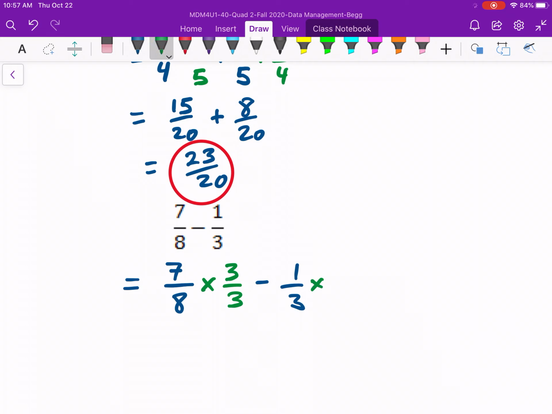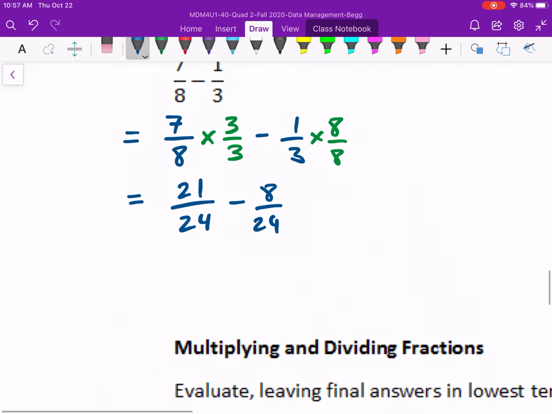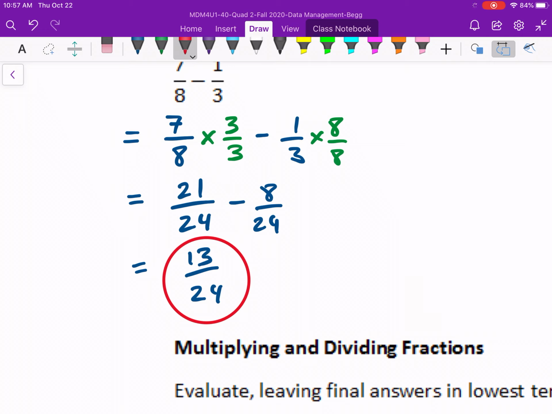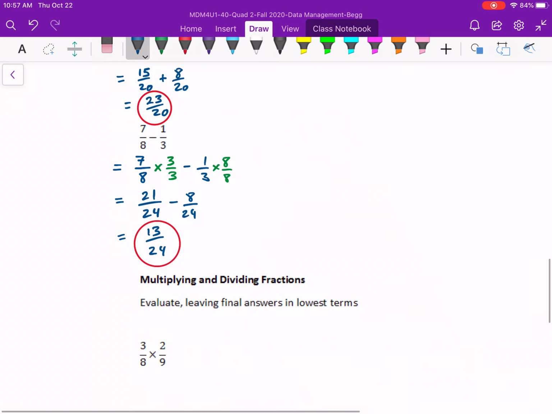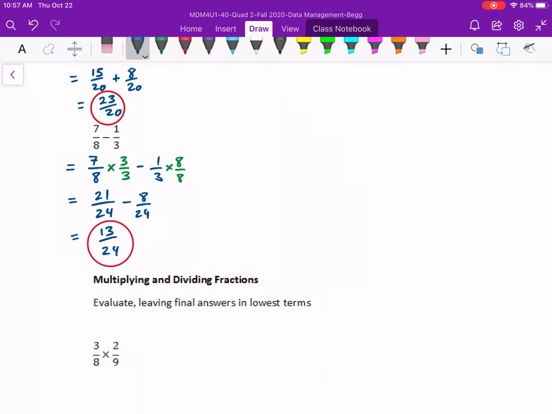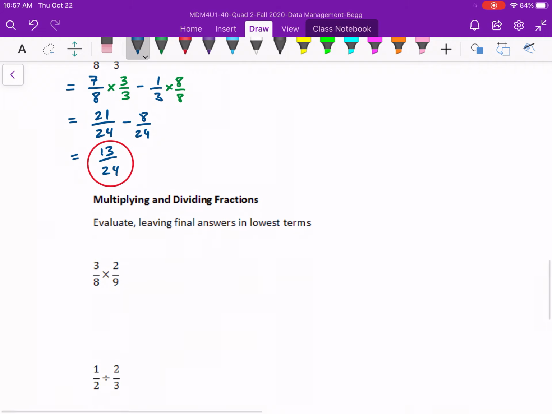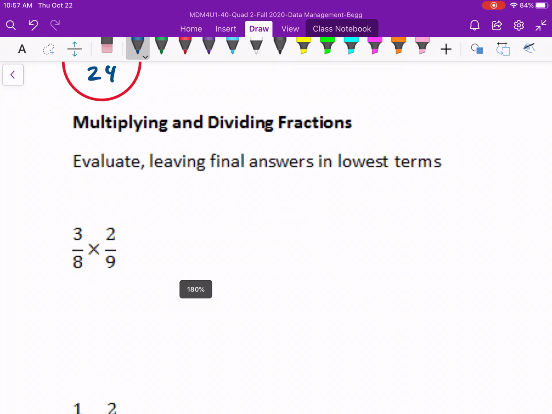For this one I have to multiply by 8 on the bottom, so I'm going to multiply by 8 on the top as well, so I get 21 over 24 minus 8 over 24. And again, I just subtract the numerators. I've got 13 over 24. And again, I should try to reduce, but there's nothing that goes into 13 because it is a prime number.